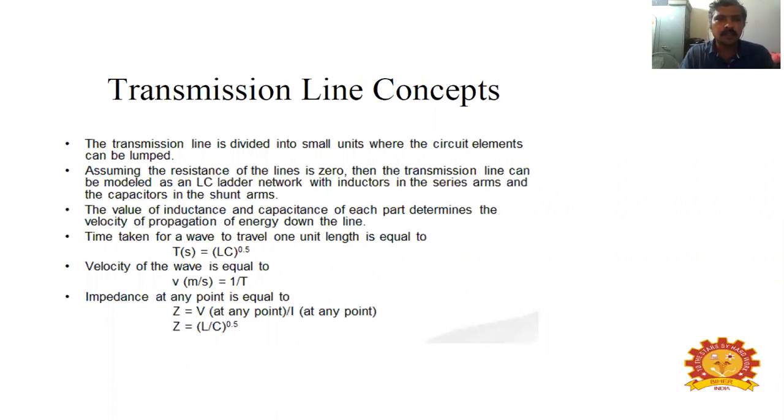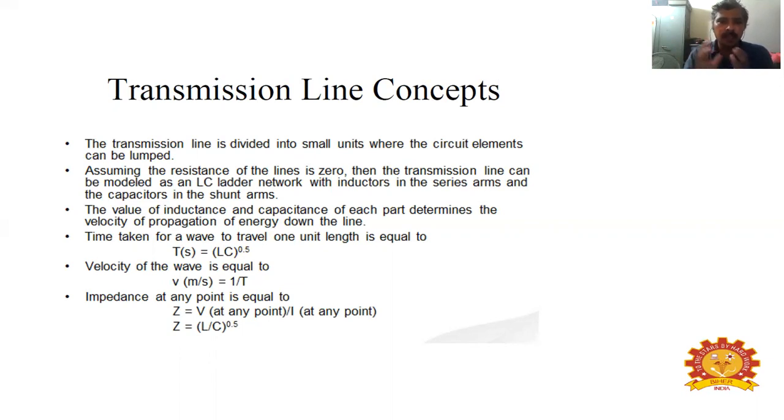The transmission line is divided into small units where the circuit elements can be lumped. Assuming the resistance in the line is 0, the remaining circuit elements are the inductor and the capacitor. As the resistance is 0, the transmission line can be modeled as an LC ladder network with inductors in the series arms and the capacitors in the shunt arms.